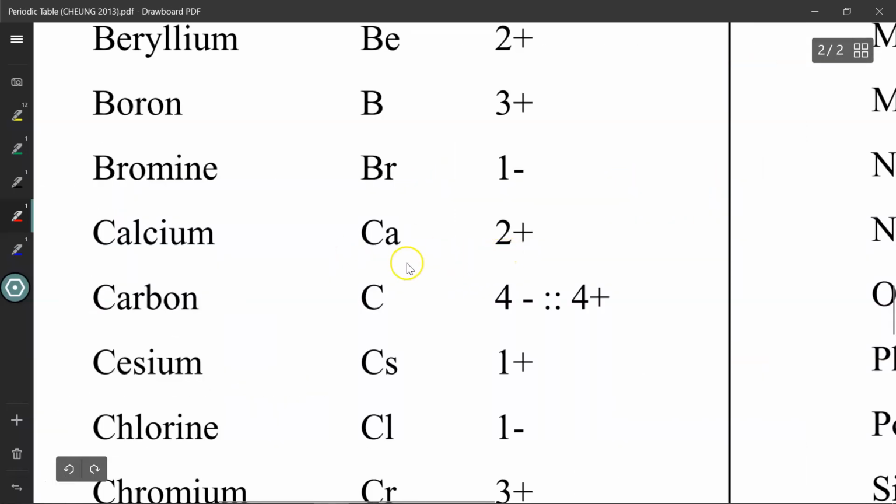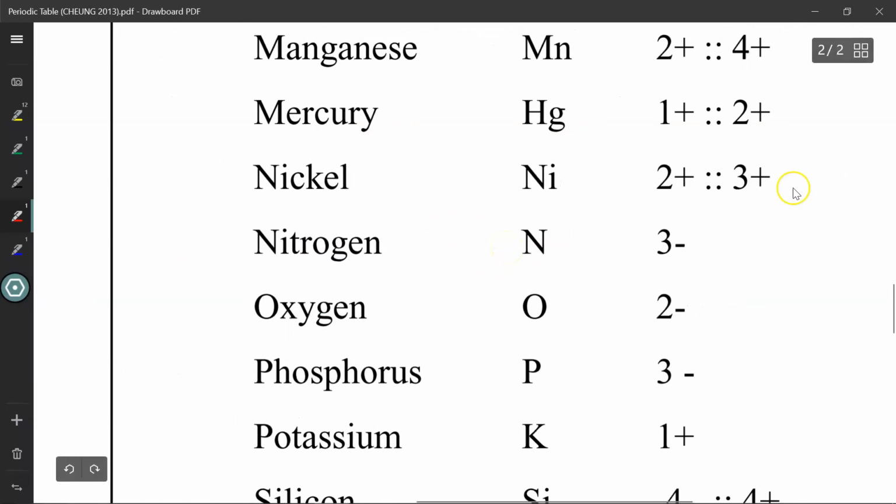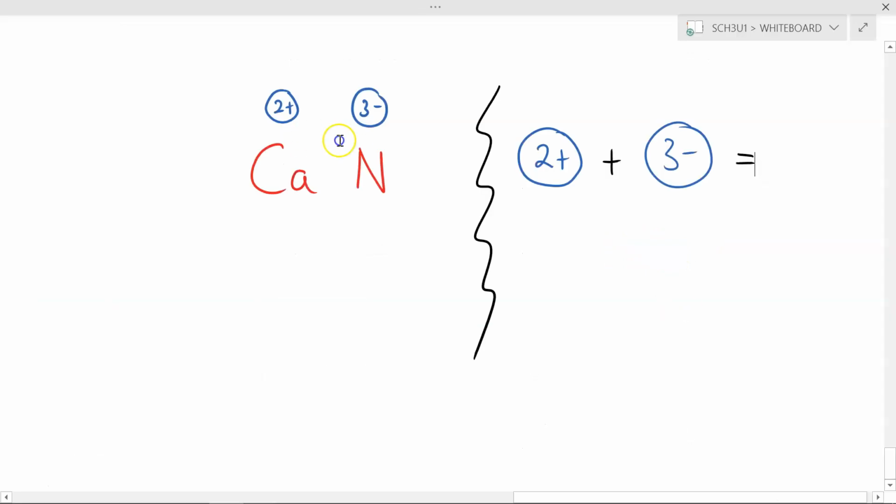Now let's look up their valence charges. Calcium has a valence charge of 2+, while nitrogen has a valence charge of 3-. Now when we add up their valence charges, 2+ and a 3-, we end up with a 1-. That's not a 0, so that means these subscripts are not correct. Now here's a hint. Anytime you see the numbers 2 and 3 in chemistry, you should automatically be thinking of the number 6. That's because 6 is the lowest common multiple between 2 and 3.